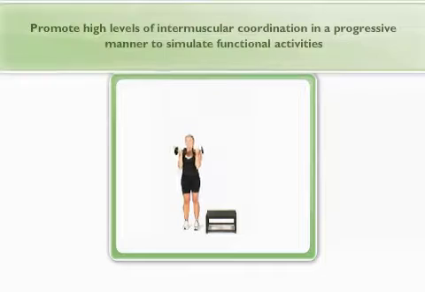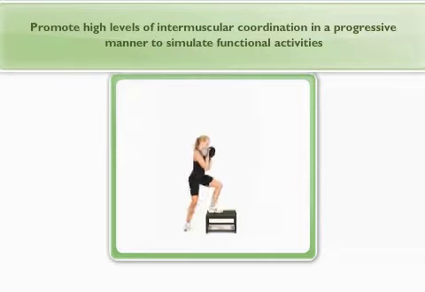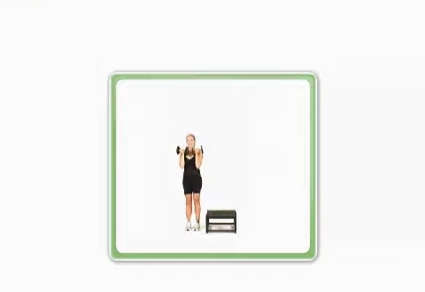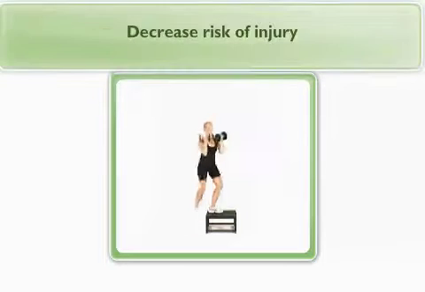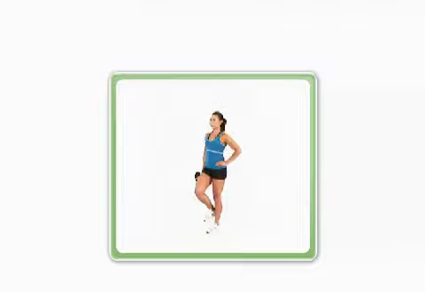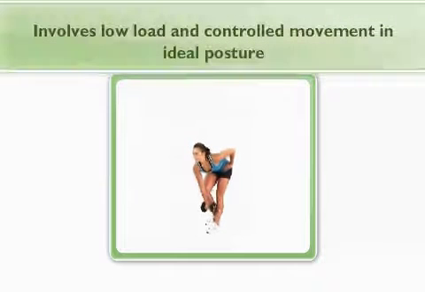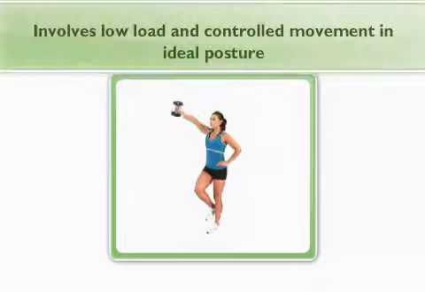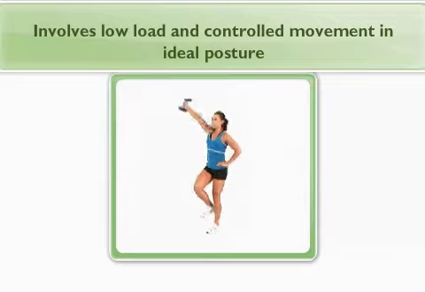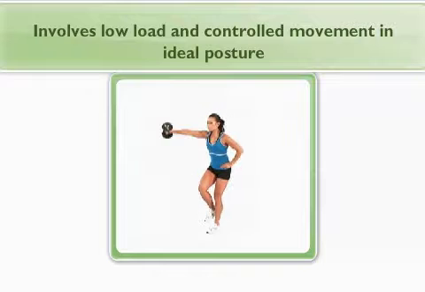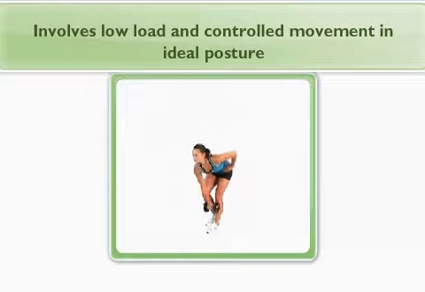Thus, the premise in using integrated dynamic movements is to promote high levels of intermuscular coordination in a progressive manner to simulate functional activities. By doing this, we help to re-establish postural control and decrease the risk of injury. Integrated dynamic movement involves low load and controlled movement in ideal posture. This helps to ensure that joints start and remain in proper alignment, muscles function in their proper length-tension relationships, and synergistic muscle recruitment is optimum.